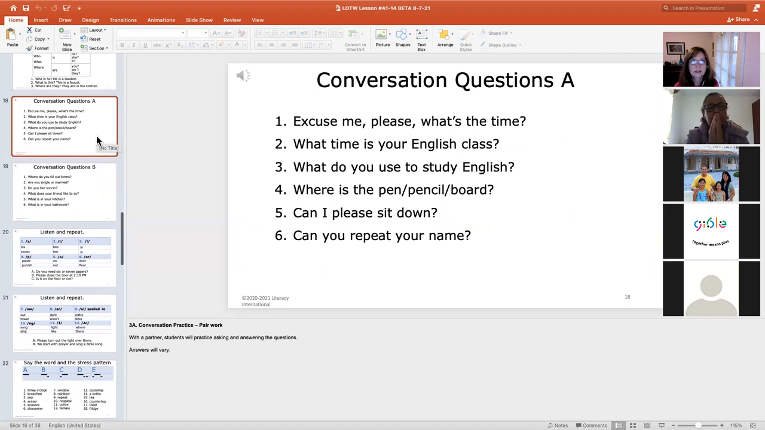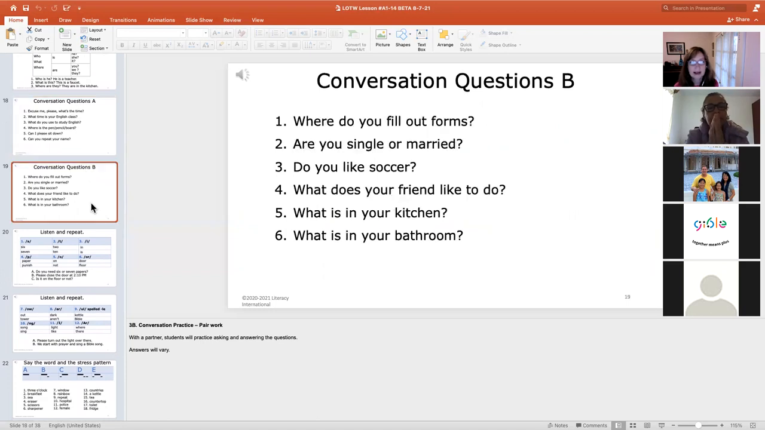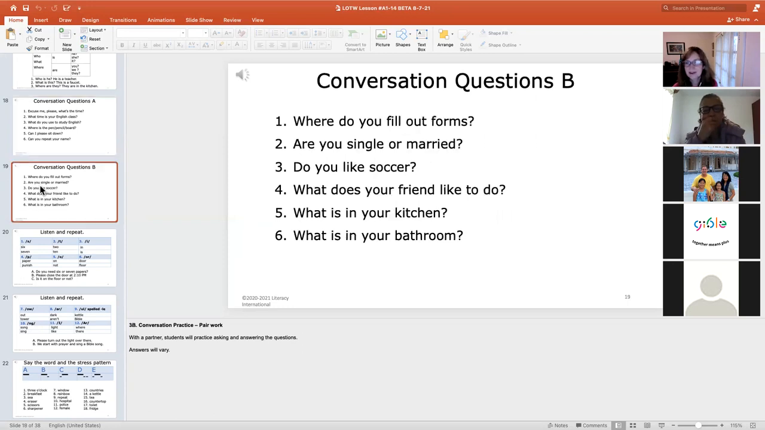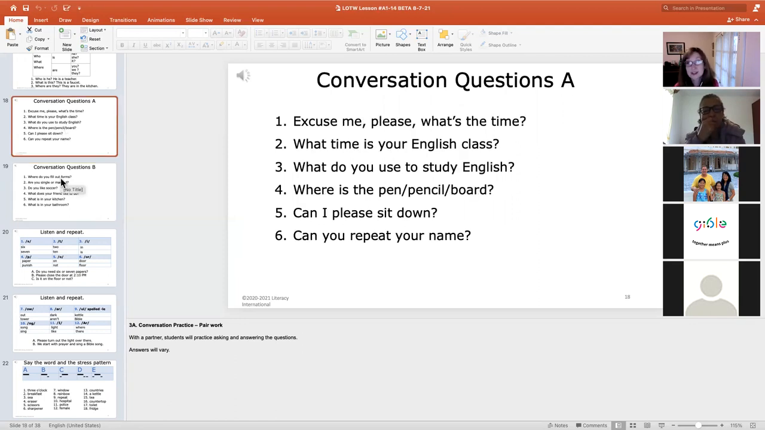This is one thing that's different than a regular lesson. We have conversation questions A and conversation questions B. And you'll see in the teacher's instructions, it says, with a partner, students will practice asking and answering the questions. So you can have one student be A, and he will ask these 6 questions of student B, and then the other student will answer those and then ask these 6 questions of student A. And then they can even switch and ask each other those questions again.